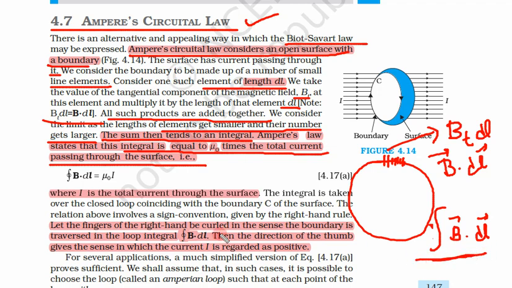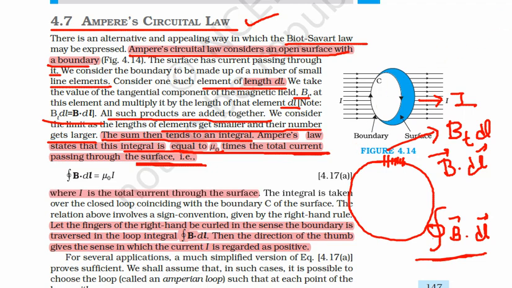This is what they have done. So this becomes an integral, and the value of this integral is equal to mu naught times the total current passing through the surface. That current passing through the surface is I. So this is I, and mu naught times it. So the integral of B dot dl is mu naught I. What does this circle on the integral sign show? This circle shows that this is an integral for a closed loop.